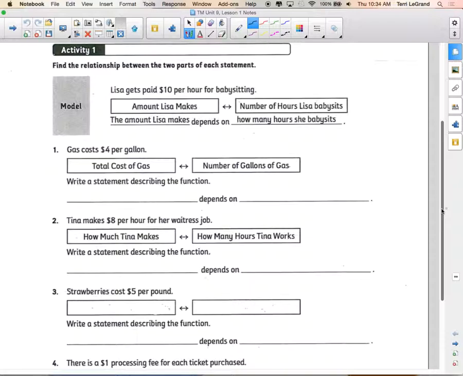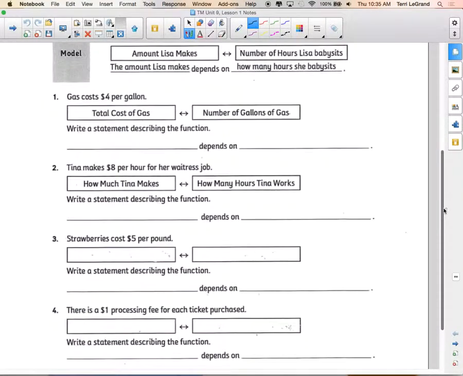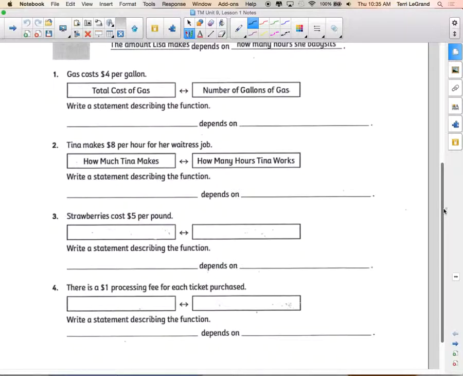So in her situation, the amount that Lisa makes total depends on how many hours she babysits, right? That makes sense. If she babysits 5 hours, how much money is she going to make? $50. She gets $10 an hour. So she would make a total of $50 based on the fact that she babysat for 5 hours, okay? So what we're going to do here first is we're going to decide what's going on, what's the relationship between, and then which one of them is dependent upon the other, okay?